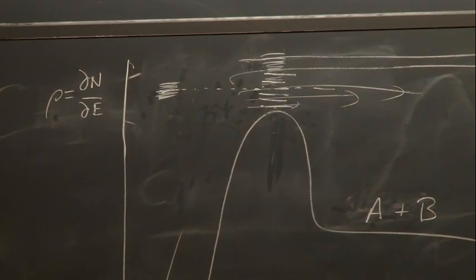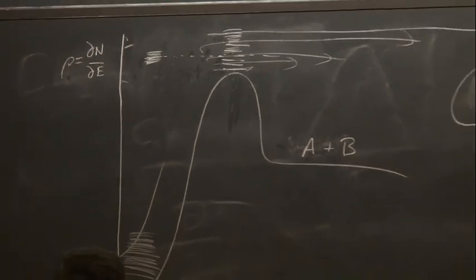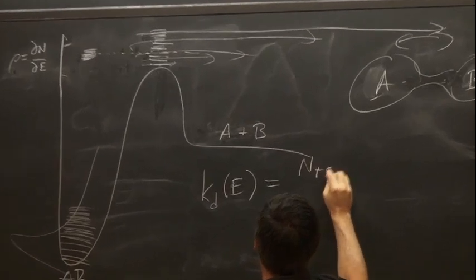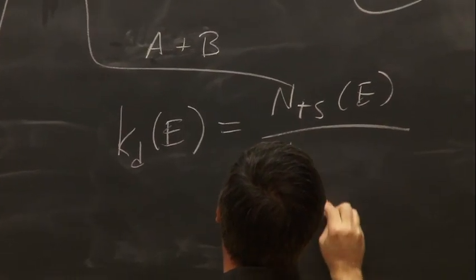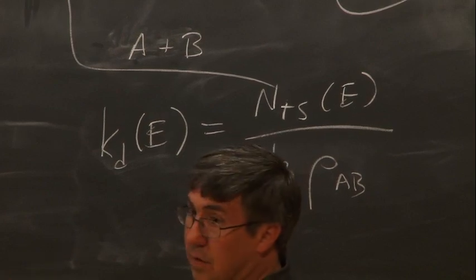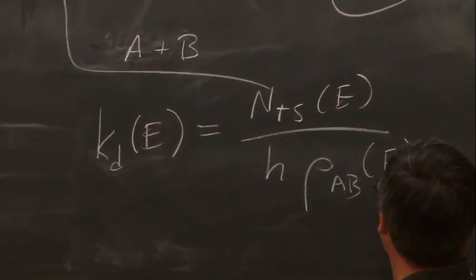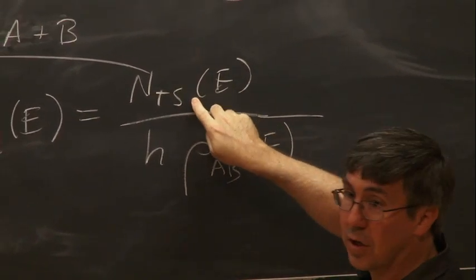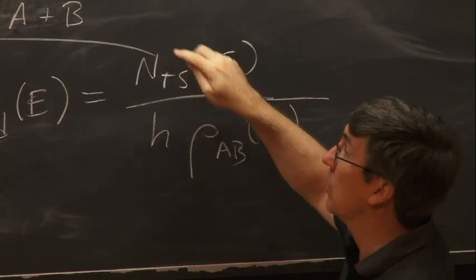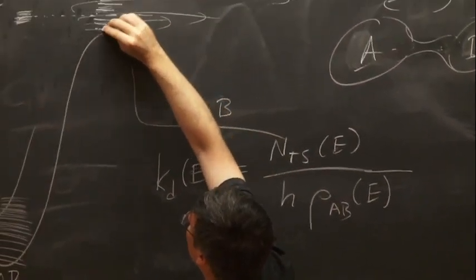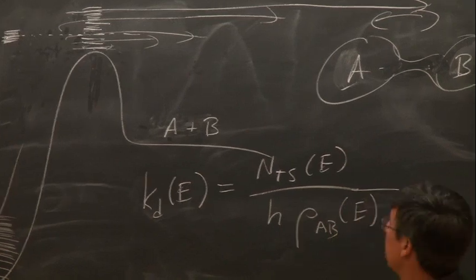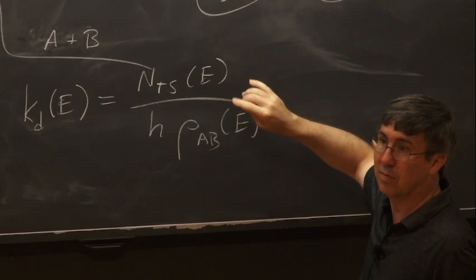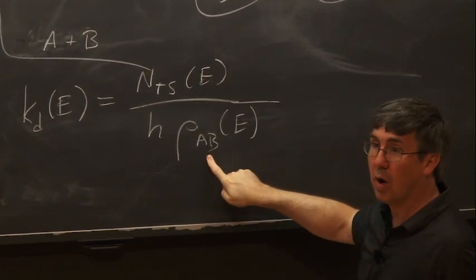Now the reverse rate, kd of E, is the number of states of the transition state at E over h rho of the AB, this guy, of E. So the number of transition states is always going to be close to 1 or 2 or 3, because a lot of the AB reacting are going to just barely creep in over the barrier. So this is always some number of the same scale, maybe 10, 100, I don't know, something like that. This rho can be wildly different.